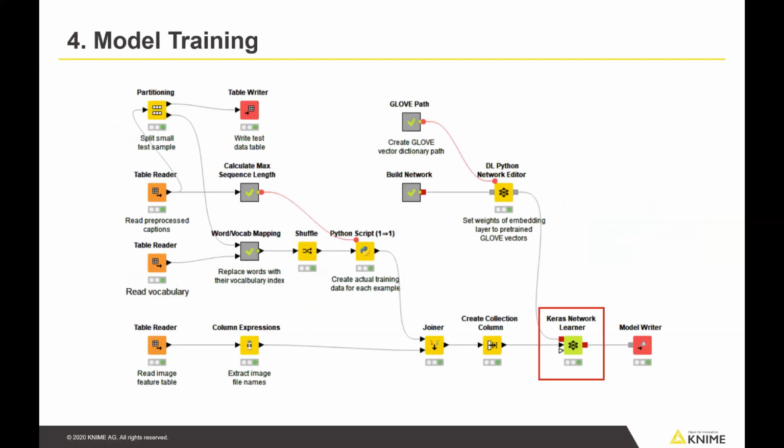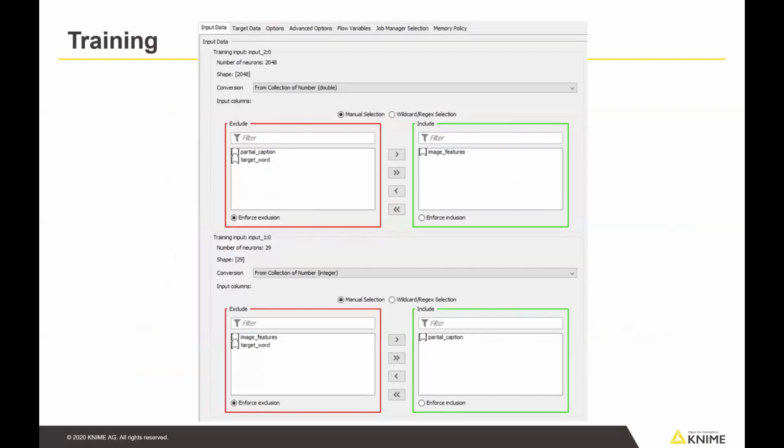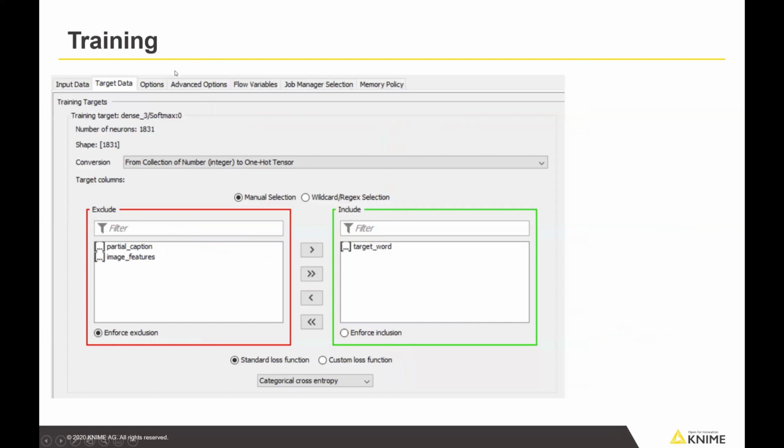Okay, so now we have everything to actually train the network. We set up the data as we needed in this iterative format, and we created our network. We can again use the Keras network learner to train the network. Let's quickly look at its configuration. Because we have two inputs, in this input data tab we have to choose the inputs for both of the input branches of the network. The first input corresponds to the image feature, the second input corresponds to our partial caption. And then we have to tell the node what data we want to use as targets. In this case, we use the target word, which is our class.